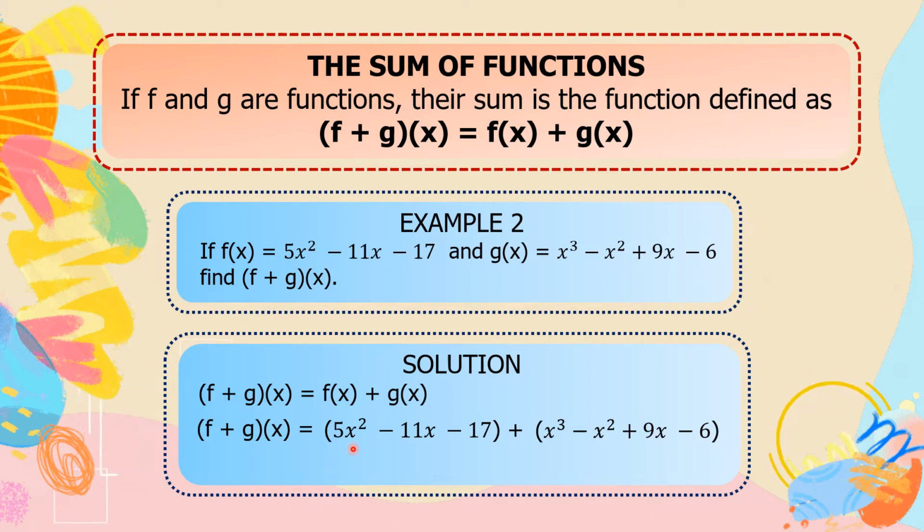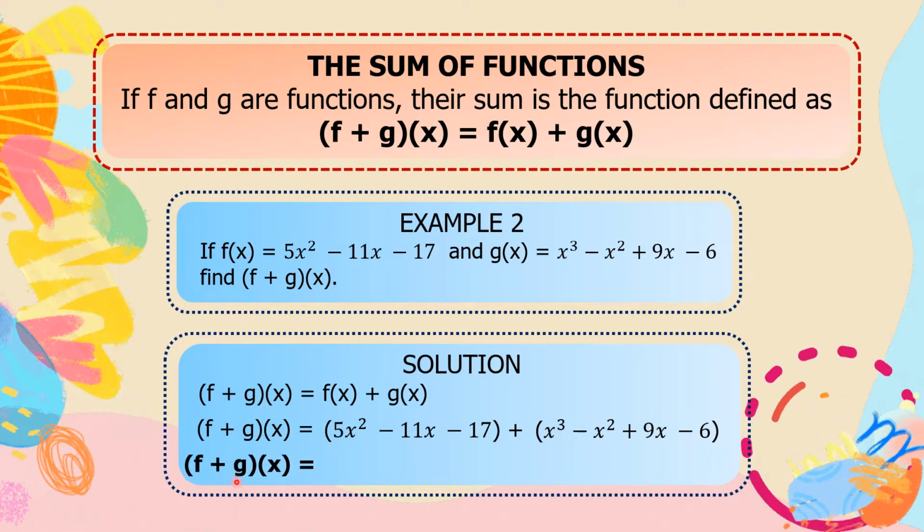So, syempre, i-add lang natin yung similar terms. Pag sinabing similar, pareho ang variable at exponent. So, kopyahin ulit natin yung f plus g of x equals. Unahin natin ang highest exponent. So, we have x cubed. So, mapapansin ninyo, walang x cubed dito sa kabila. So, wala siyang ka-similar term. So, we just copy x cubed.